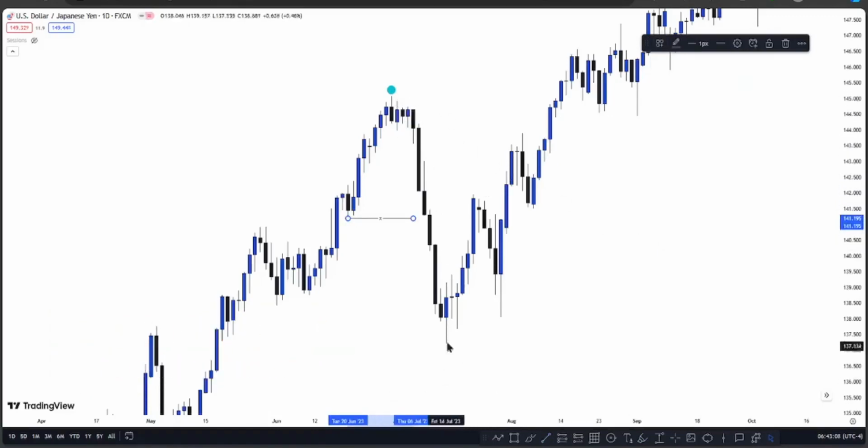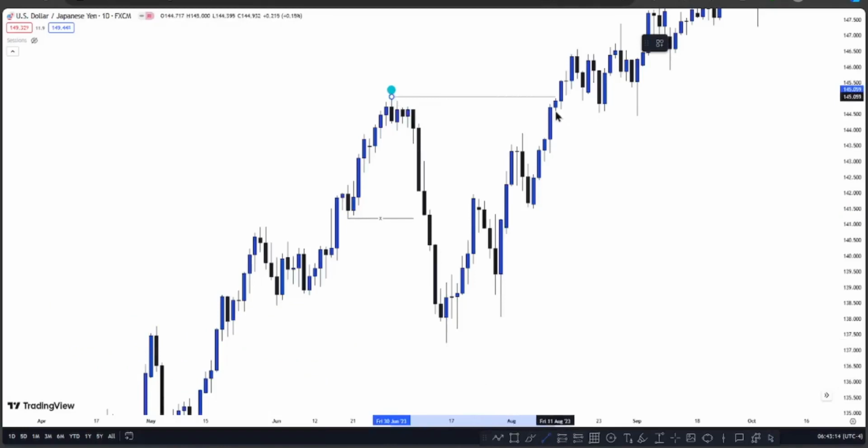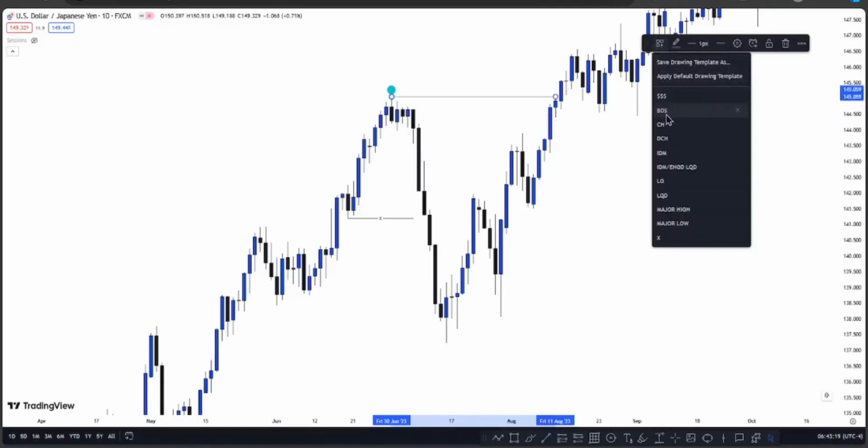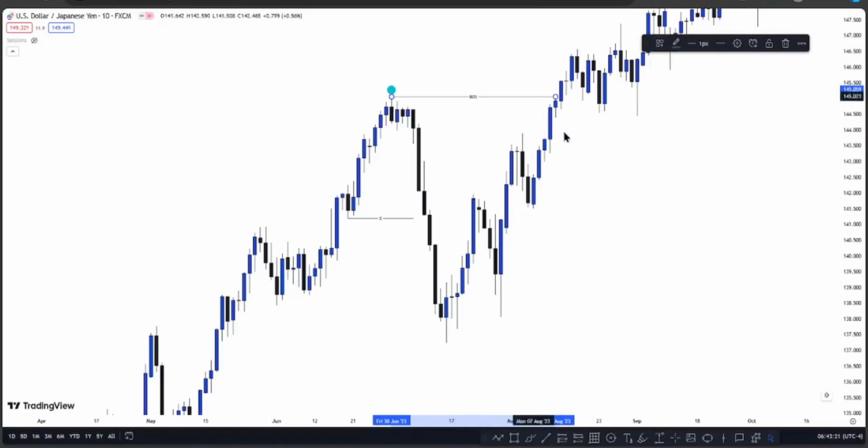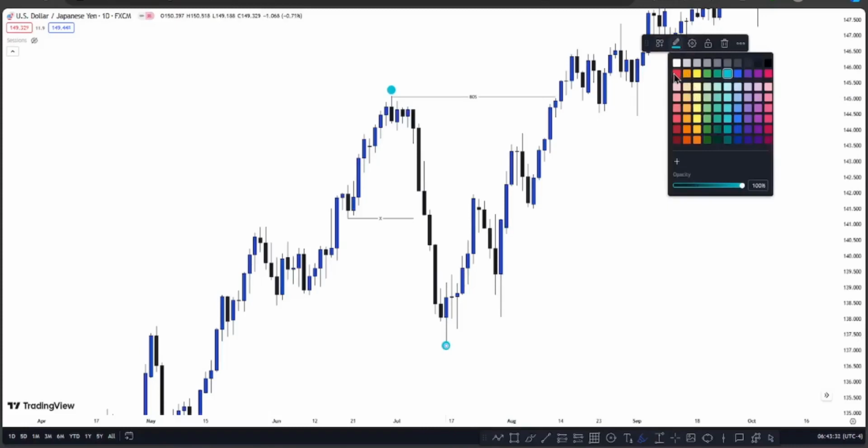Now, for this low to be confirmed as a higher low, price has to take out this major structure high with a candle closure. All right, and as you can see, that happened, and that will become our break of structure here. Okay, so once that break of structure is established, your higher low is confirmed. Here is your higher low confirmed.